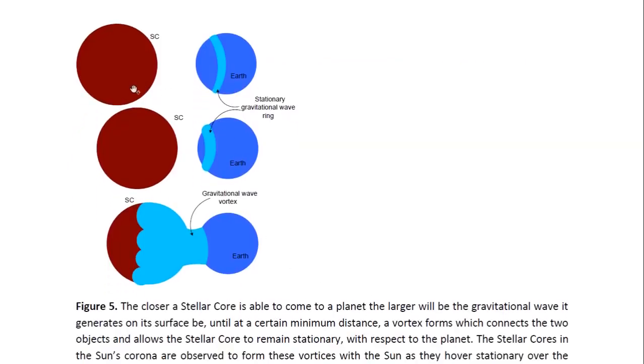And this is illustrated here. Our stellar core, as it approaches a planet, if it's a very large object, it may produce a stationary gravitational wave ring on the surface of the object. So if it's ocean, it will be seen as a wave, a tidal wave on the ocean. As the object approaches, the tidal wave increases in height. It always has a central minimum. It always has a central hollow.